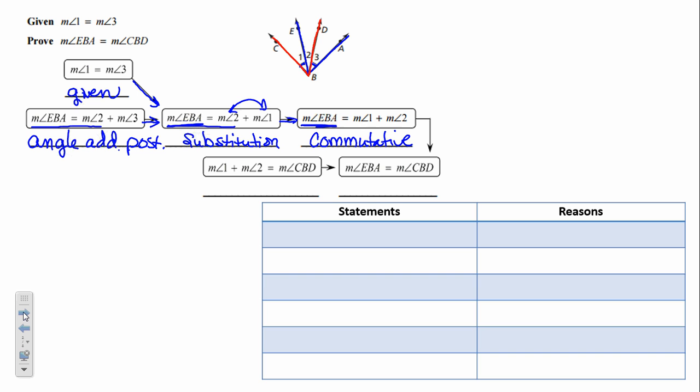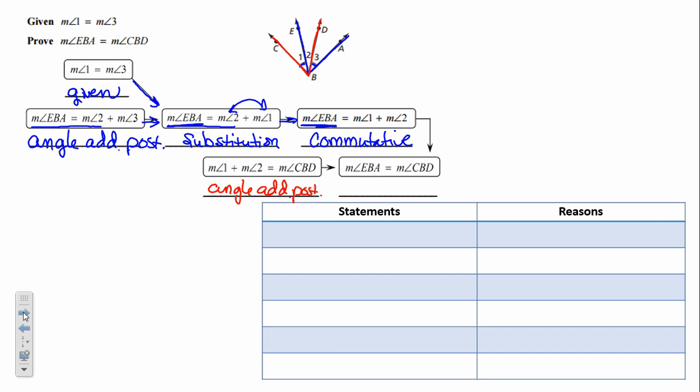Angle addition postulate. Does everybody agree? Angle 1 plus angle 2 should be angle CBD. Two small angles make the third larger one. And it's okay to use that same postulate twice in the same proof. There's nothing wrong with that. Okay.